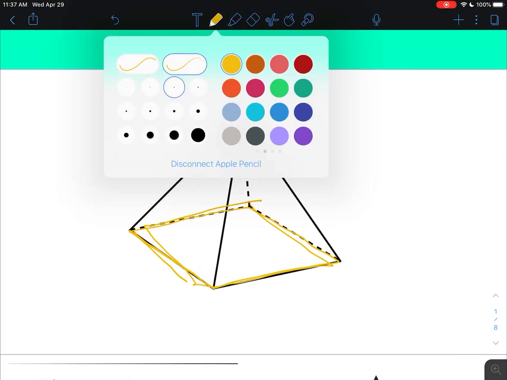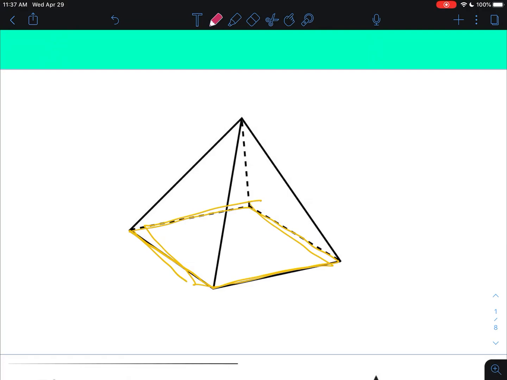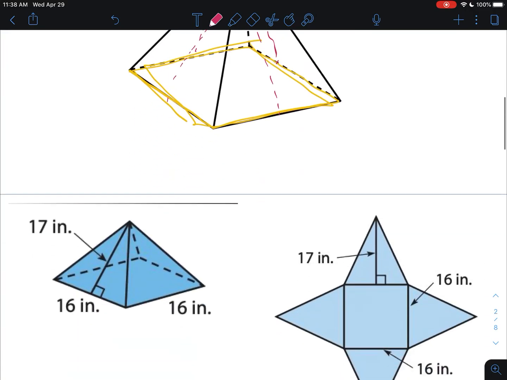But another thing that's very helpful is the fact that all of these triangular sides meet at the same point at the top. So they actually all have the same exact height. All of these triangular faces will have the same height, and keep that in mind when we're working with the nets.